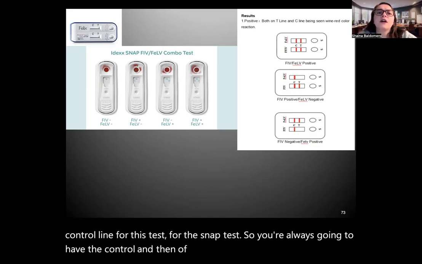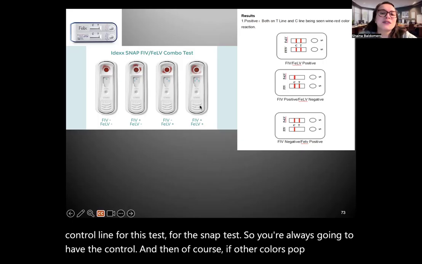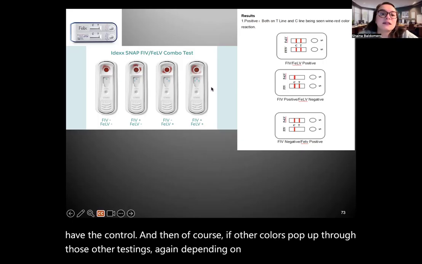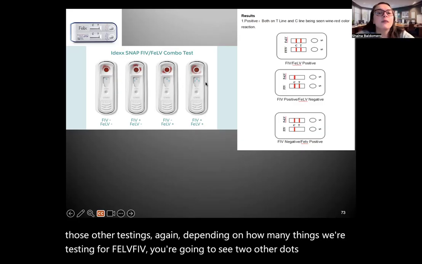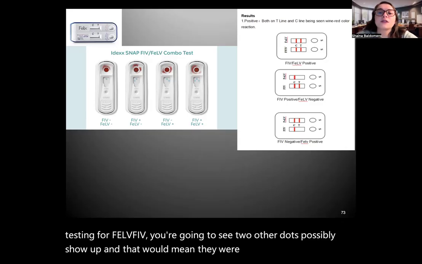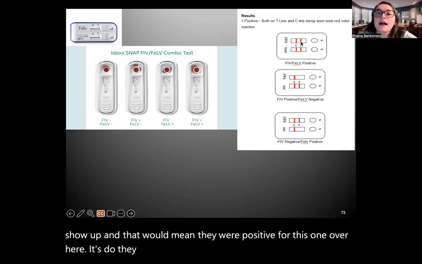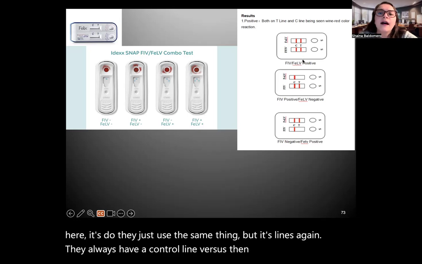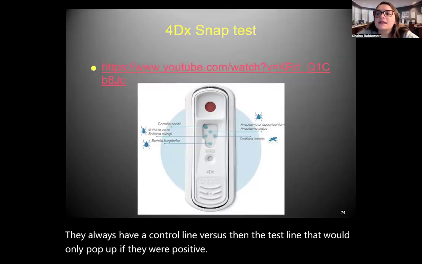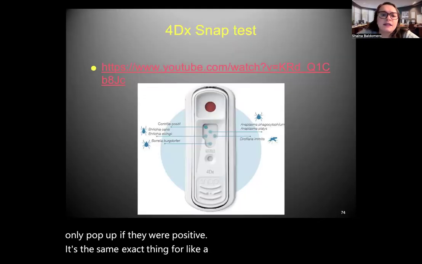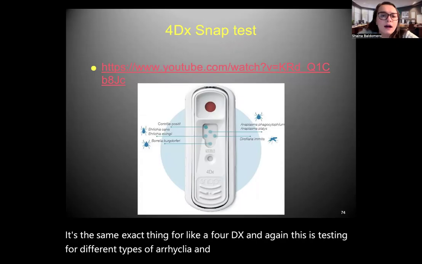And then, of course, if other colors pop up, depending on how many things we're testing for, FeLV, FIV, you're going to see two other dots possibly show up, and that would mean they were positive. For this one over here, they use the same thing, but it's lines. Again, they always have a control line versus the test line that would only pop up if they were positive. It's the same exact thing for a 4DX. And again, this is testing for different types of Ehrlichia and also heartworm.